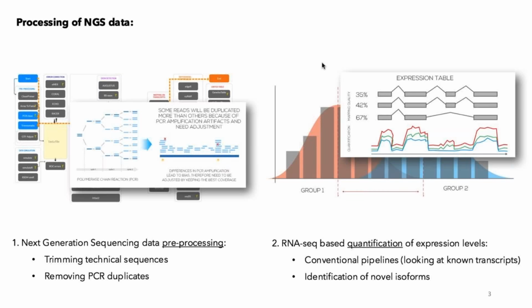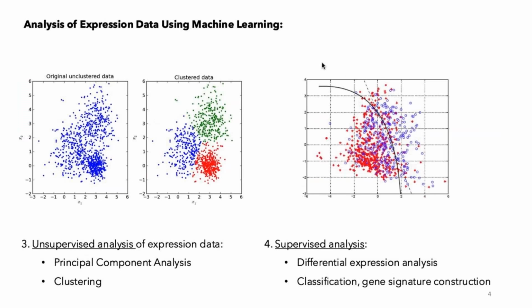The second part that we will focus on is unsupervised and supervised analysis of the gene expression table, where we'll look at things like principal component analysis, clustering, and then under supervised analysis, we will do differential gene expression analysis that will help us select specific genes, but also we'll look at classification methods to determine which group a sample should be associated with.